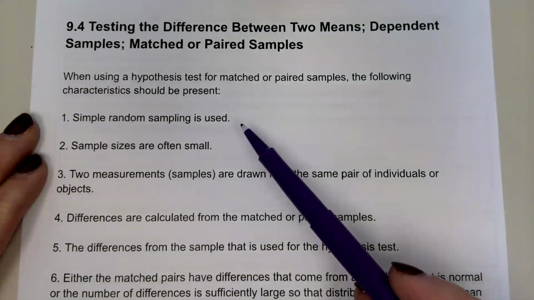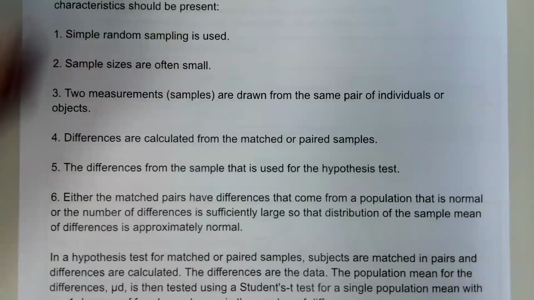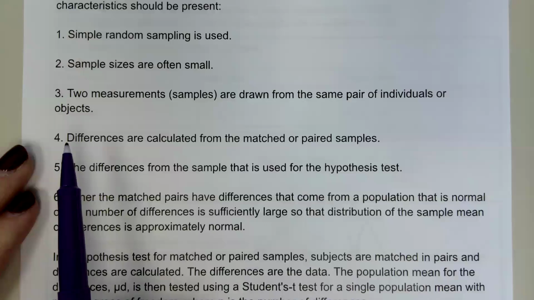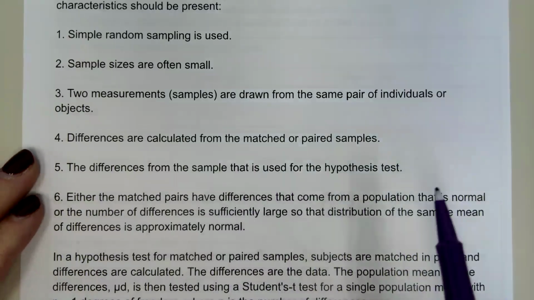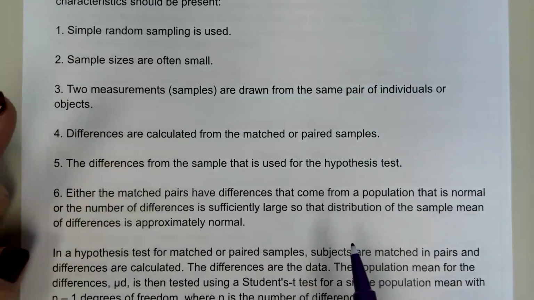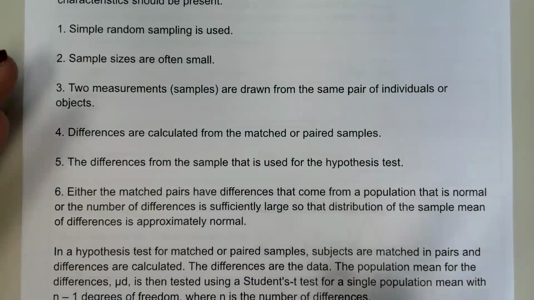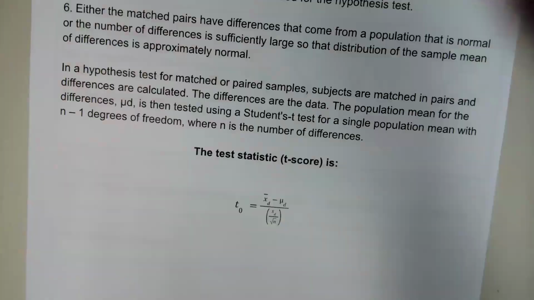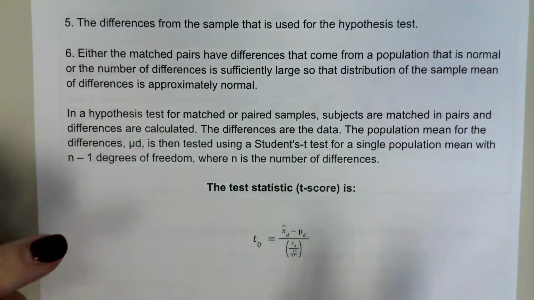You should have simple random sampling. Your sample sizes are often going to be small. Two measurements are drawn from the same pair of individuals or objects. The differences are calculated for those matched pairs, and the differences from the sample are used for the hypothesis test. So essentially, we're creating one sample that we're going to be using, and we're going to be performing basically the t-test that we learned in chapter 8. So we're going to go back to having just a degrees of freedom of n-1 because we're essentially going to have one sample of data.